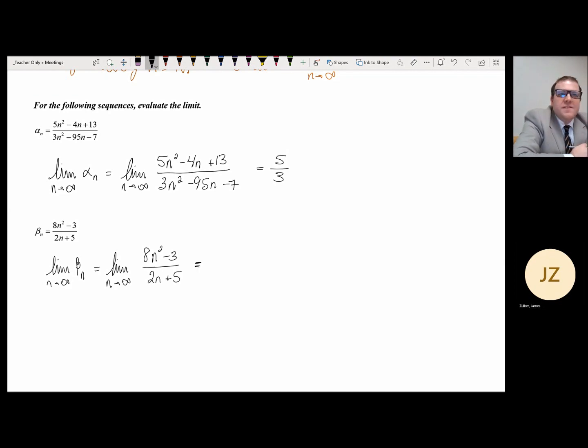What's this limit? That limit's just infinity. Which, by the way, means the sequence does not converge, right? That sequence diverges.